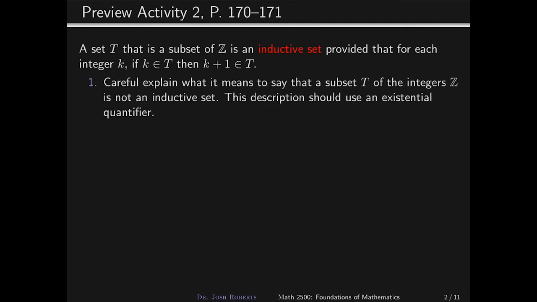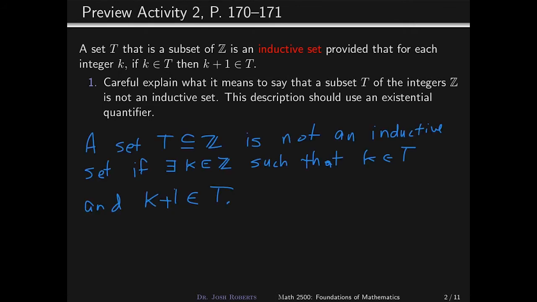So I want us to think about, and this is a case where I'm going to ask you to pause the video and try to write this out yourself before I do it. But we want to carefully explain what it means to say that a subset T is not an inductive set. And that description should use an existential quantifier. All right. So go ahead and pause the video, think about what that means, and then when you unpause it, you'll see what the answer is. And so here's the answer.